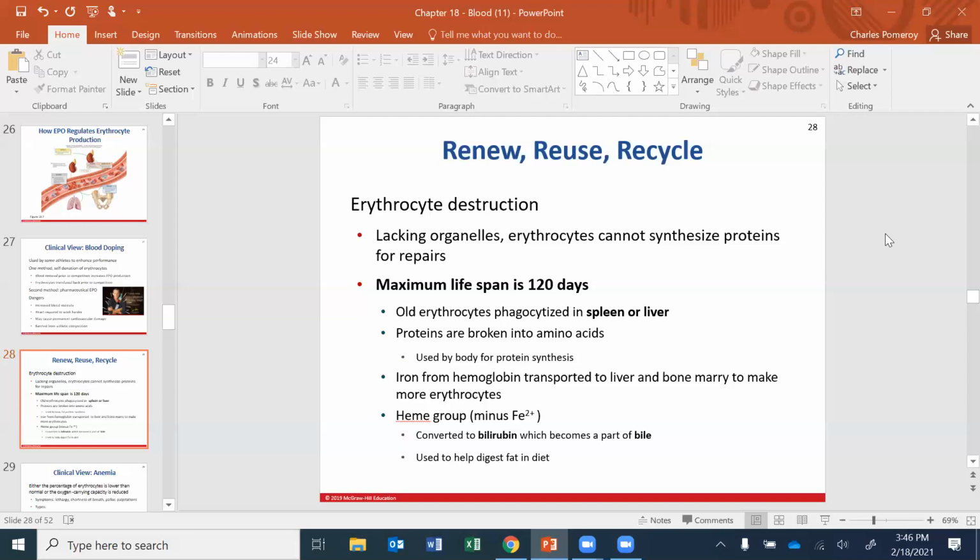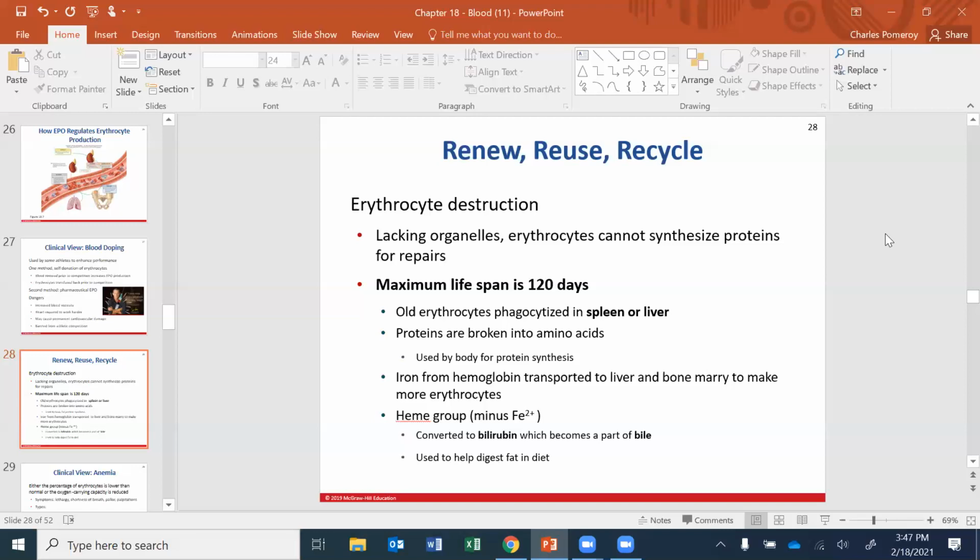Now, the rest of the heme group, without the iron, you need to get rid of that. Okay, that's actually a sort of a waste product. So what your body will do is it will convert the heme group, minus the iron, into a substance called bilirubin. And then bilirubin gets added to a substance called bile.